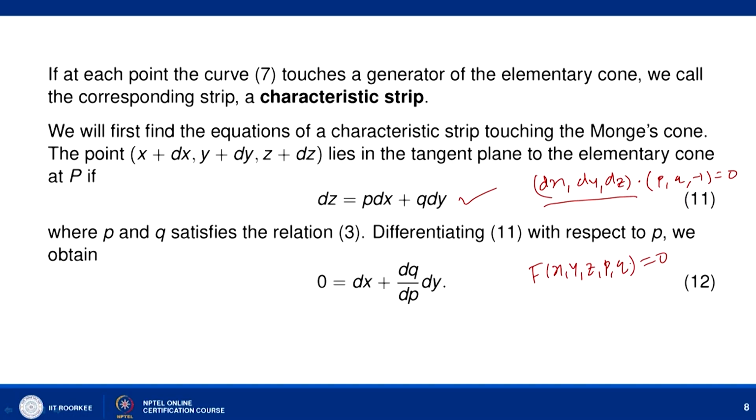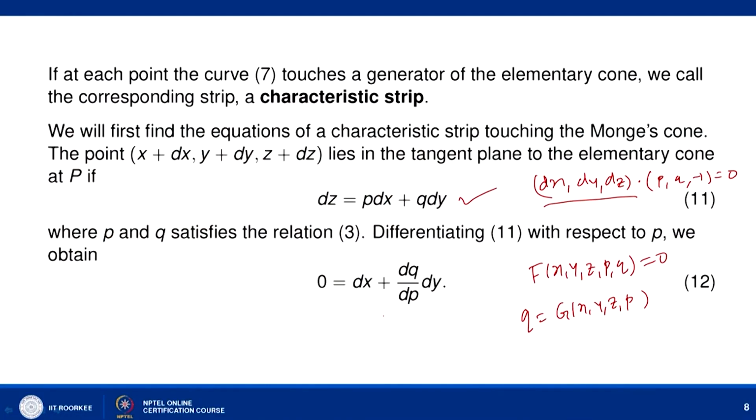Now we differentiate equation number 11 with respect to p, and dz by dp is simply 0. Here q is a function of p, which we have already noted, that q is written as g of x, y, z, p. So differentiating with respect to p, we have dx plus dq by dp into dy. From the compatibility relation dz equal to p dx plus q dy, we have the relation dx plus dq by dp dy equal to 0.